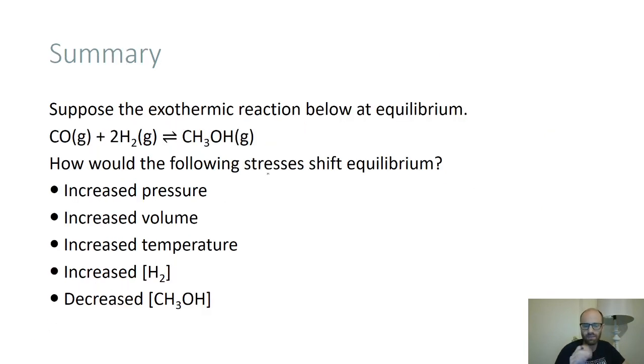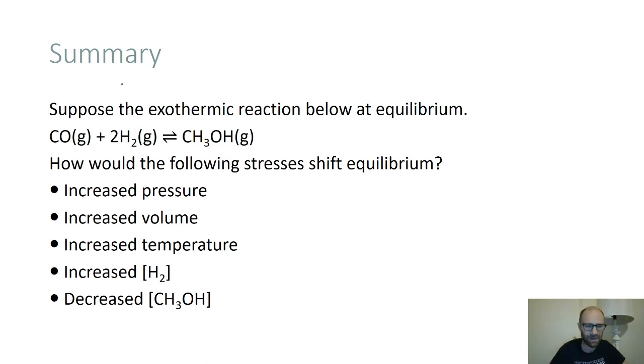So as a brief summary, I should be able to hit the pause button here, and I can't hit your pause button, but I'm suggesting, I want you to take a minute, hit the pause button, and try and figure out how all of these stresses would shift the equilibrium position. Did you pause it? Are you back? Good, you're back. Welcome back. I hope you were able to figure that one out.